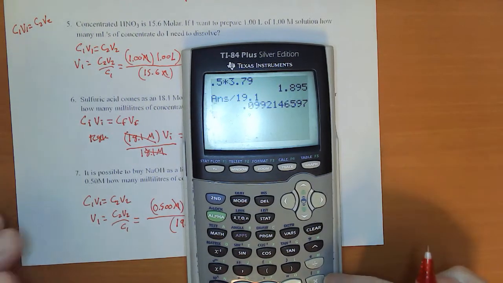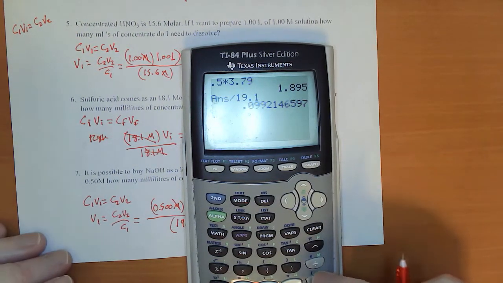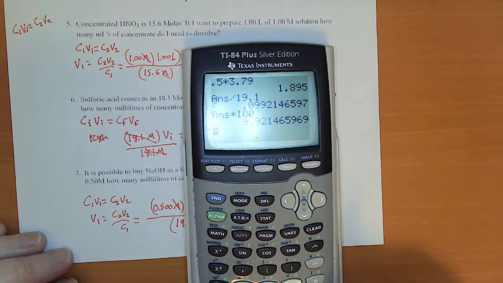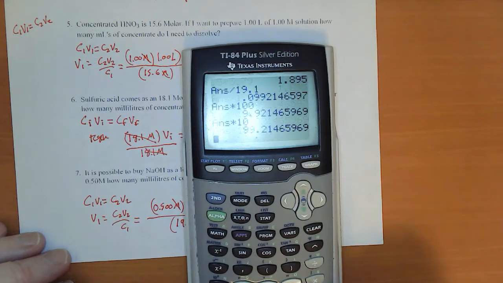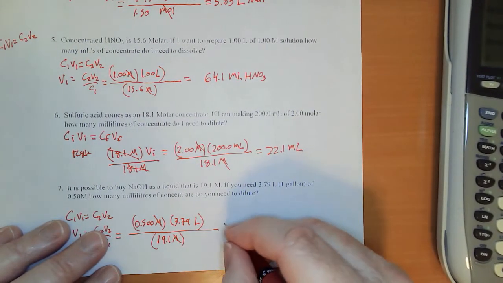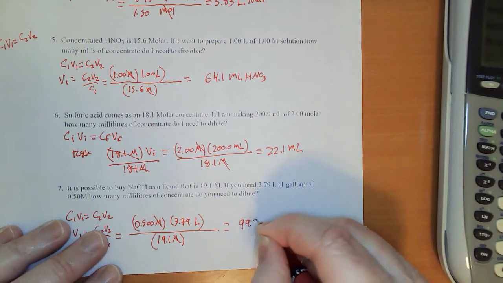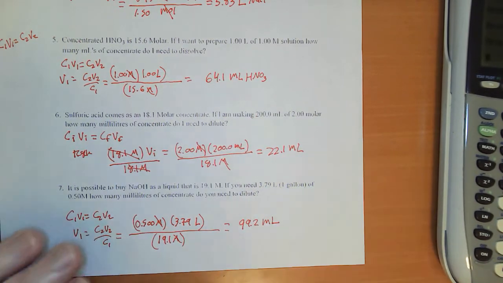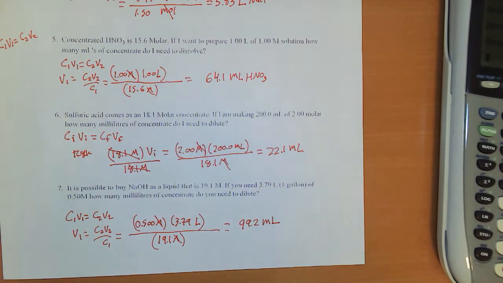Now that's a pretty small number in liters, so I'm going to convert it to milliliters by multiplying by 1,000. I'm sorry, I multiplied by 100, so times 10. And that gives me 99.2. 99.2 milliliters. Okay. So that's page 1 of this.